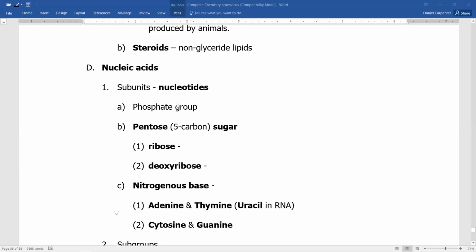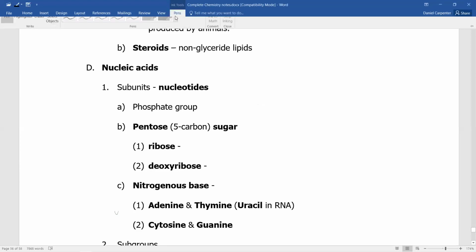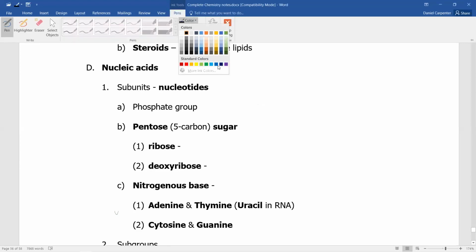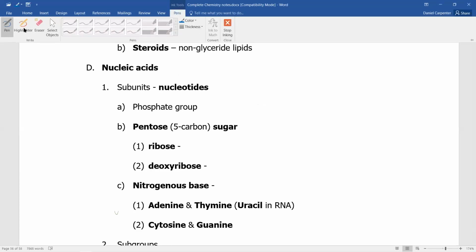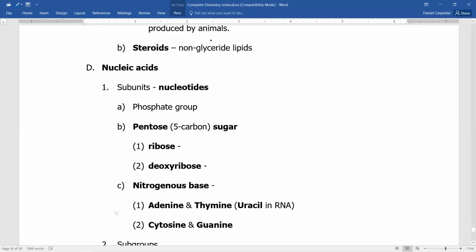All right, we were talking about nucleic acids yesterday. And we talked about the subunits that they're made of. So we showed you a picture of a phosphate group. We showed you pictures, but we never got to actually talking about these things, and there's some things you need to write down.